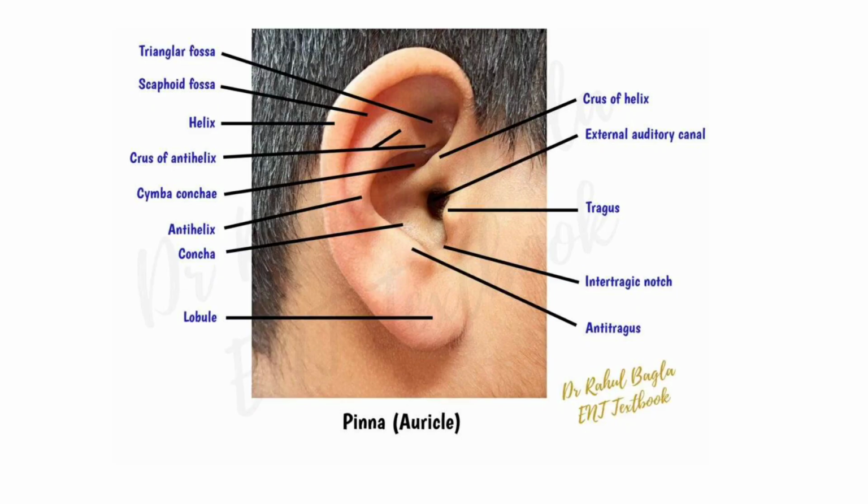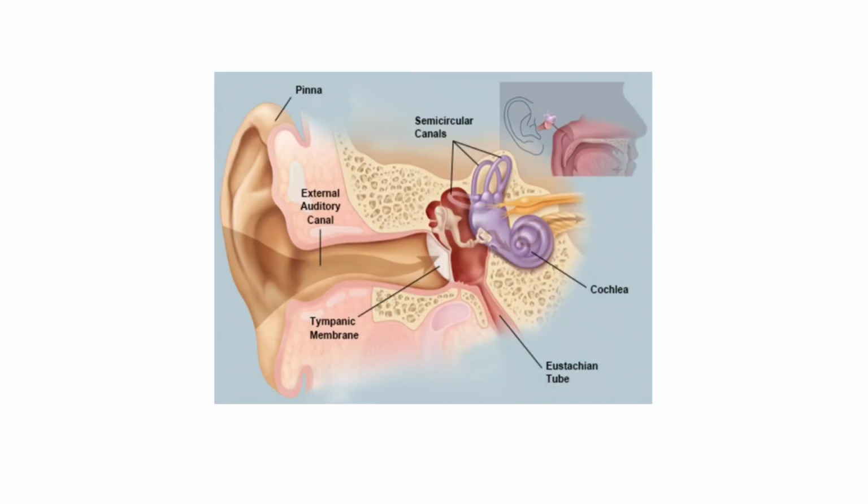Now the sound will enter into the external auditory meatus. So this is the external auditory meatus. It is a tube like structure and it conducts the sound wave to the middle ear. The external 1/3 of this tube is cartilaginous, and the internal 2/3 is bony.